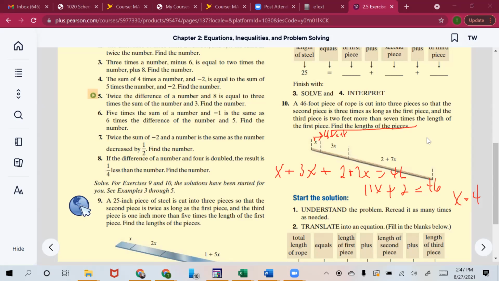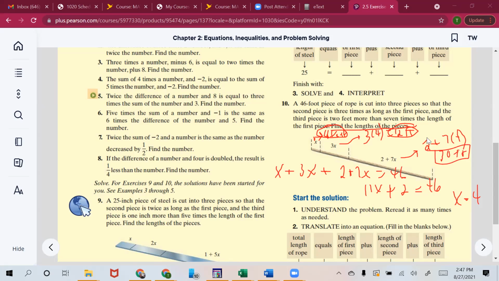The second piece, you see how it's 3 times X? This piece is going to be 3 times. Now, what did we say X was? X was 4, so this is going to be 3 times 4. So we get 12 feet is the second piece. So there's the first piece, 4 feet. Second piece is 12 feet. The last piece here was 2 plus 7X. So I'm going to have 2 plus, well, X again was 4 feet, so 2 plus 7 times 4. So I'm going to have 2 plus 28. 2 plus 28 is going to give me 30. So this is going to be 30 feet.